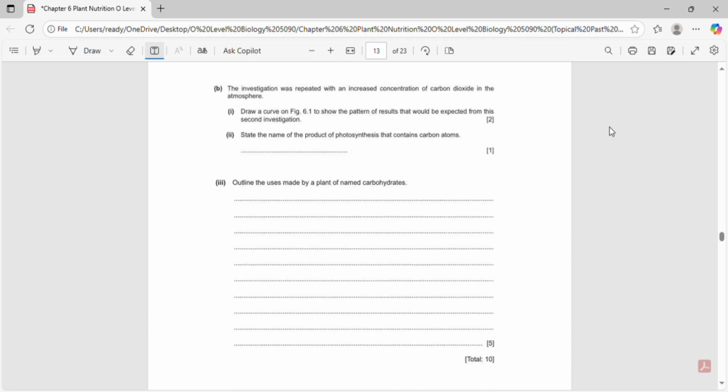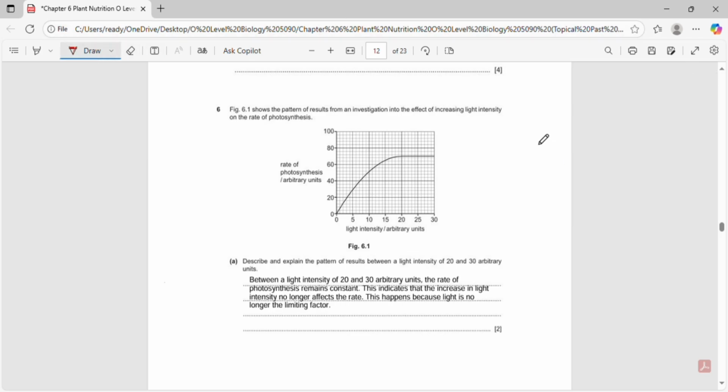Now in this part of the question, they mention that the investigation was repeated with an increased concentration of carbon dioxide in the atmosphere, and you have to draw a curve on figure 6.1 to show the pattern of results that would be expected from this second investigation. Now because the concentration of carbon dioxide has been increased in this second investigation, we need to draw a new curve on the same graph to show the new pattern that we would expect. So here's how we will make it.